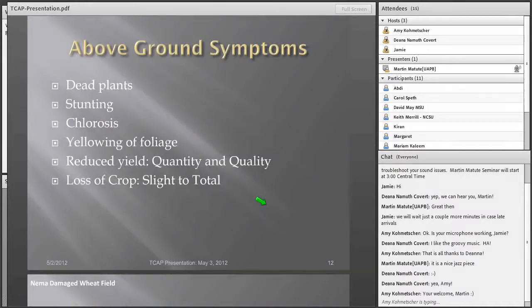Now, how will you recognize that a particular field or a particular plant is actually infected with plant parasitic nematodes? As you can see here, I have a couple of above ground symptoms. I must say very quickly that these symptoms are not limited to nematodes. Other pathogens, as any plant pathologists among us will attest, can also bring about these symptoms: dead plants, stunting, chlorosis.